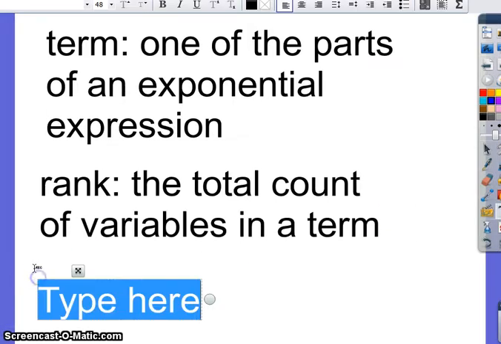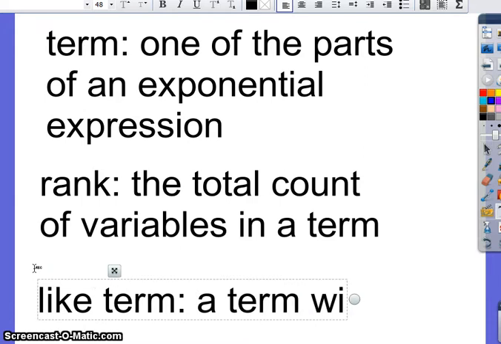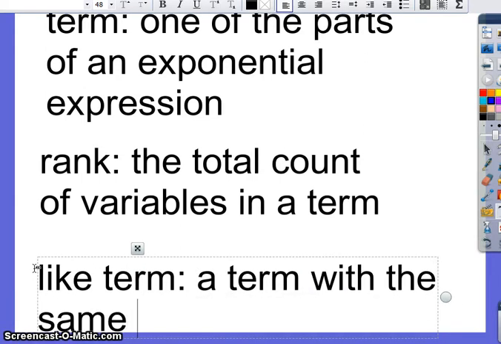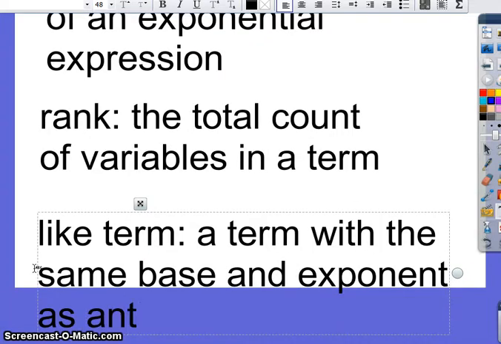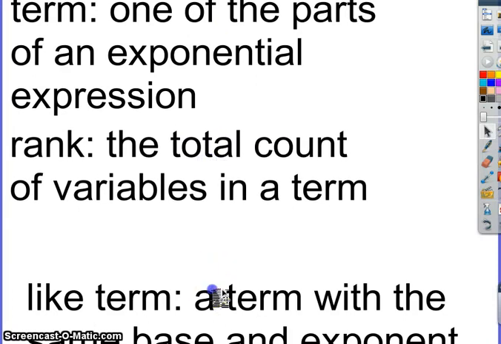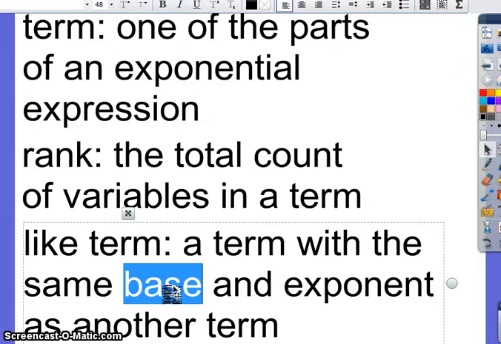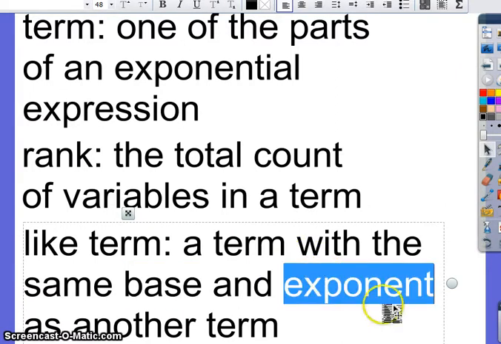And then, of course, like term, we need to tweak that definition a little bit. Like terms: terms with the same base and exponents as another term. Okay, so we are used to, let me move some of these around. We're used to like terms just being like you can add apples to apples and oranges to oranges, or you can add x's to x's and y's to y's. But now that we have exponents, we need to be concerned not just about was it an x or a y, the base, but we also have to be concerned about the exponents.